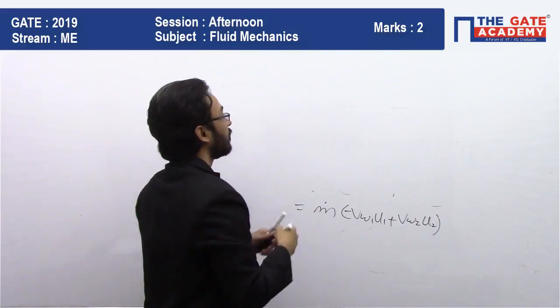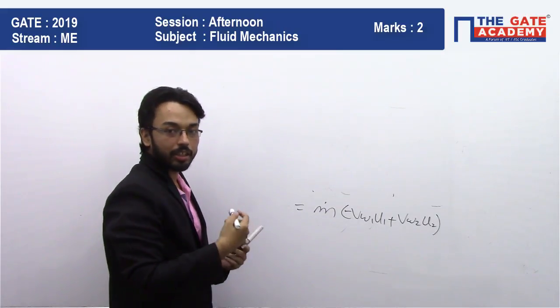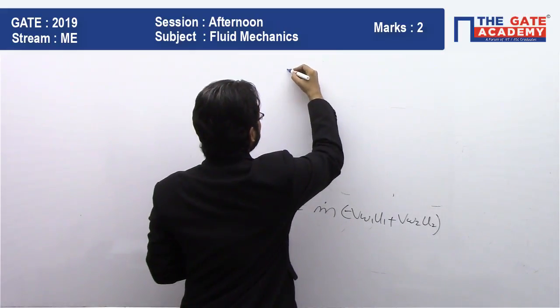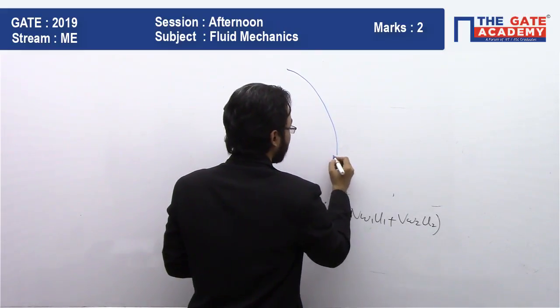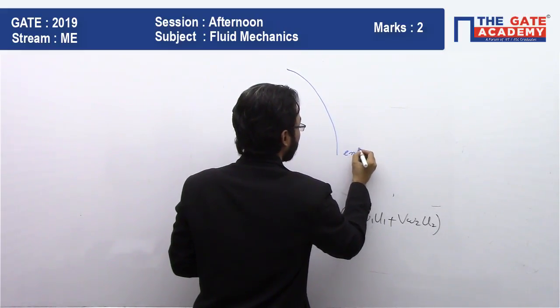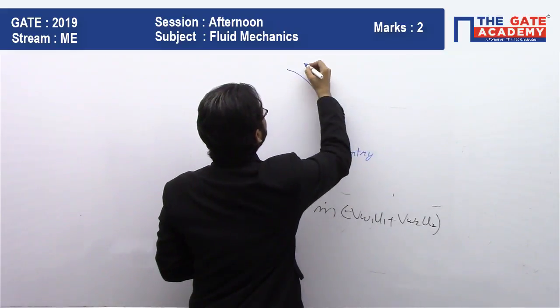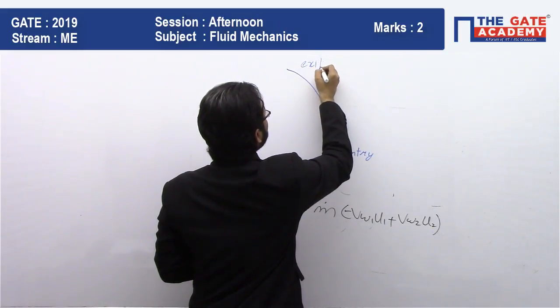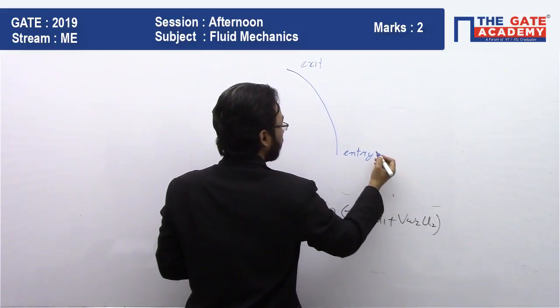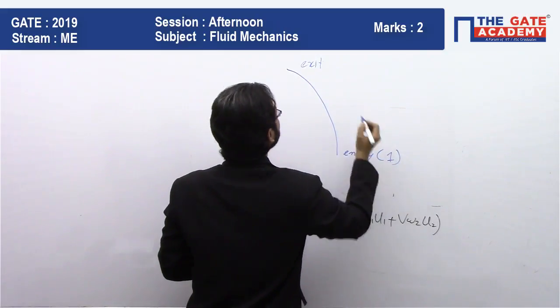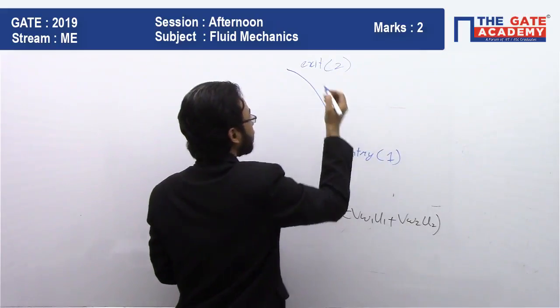So let's draw one of the blades of the impeller of the pump. Let's say this is the blade. This is the point of entry, and this is the point of exit. Entry is from this side, exit is from this side. As usual, for entry we will denote it with subscript 1, and for exit we will denote everything with subscript 2.